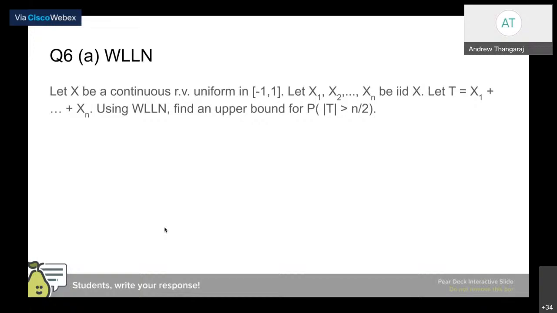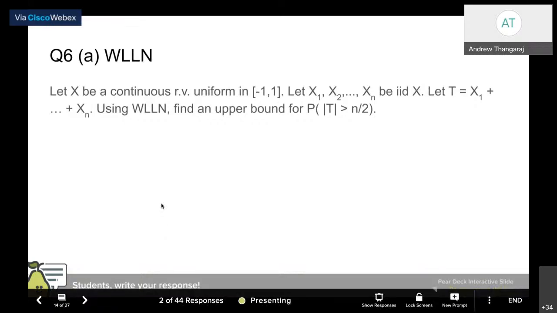So for a continuous uniform random variable, the mean is a plus b by 2, right? So in this case, the mean will end up being 0. Variance is b minus a whole square divided by 12. So in this case, variance will end up being 1 by 3. So the mean of x is 0 and variance of x is 1 by 3.